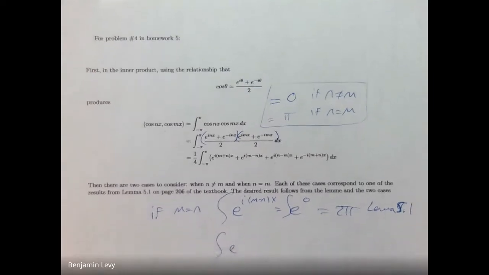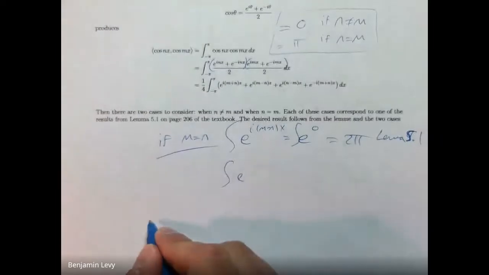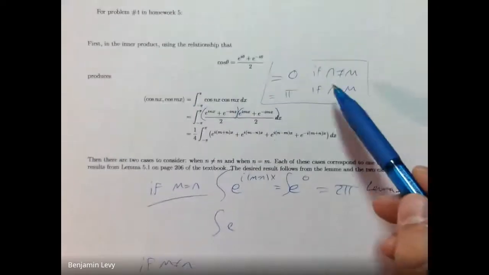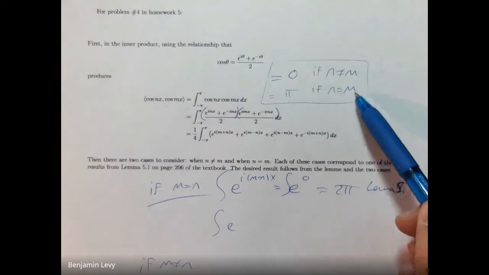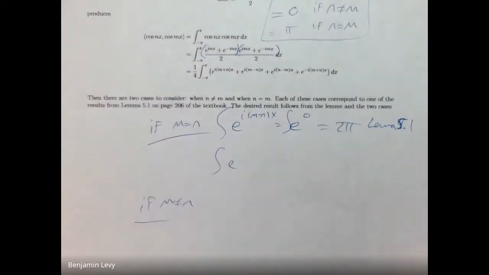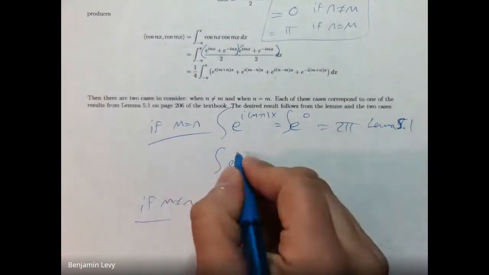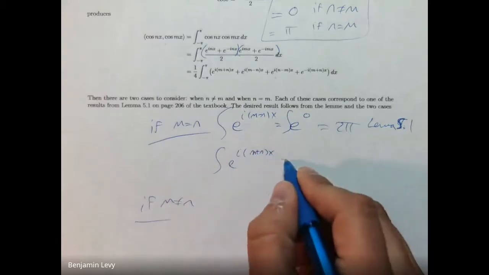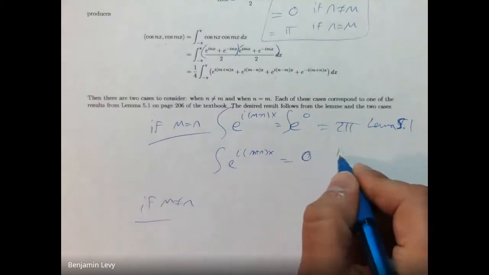you're doing 2 cases. You're saying, suppose m equals n, then this happens. And then you do another case where you say, if m does not equal n, then something else happens. And those are the 2 cases you're trying to show. You assume they are not equal and you show something happens. And then you assume they are equal and you show something happens. There's 2 separate cases to consider. So if m equals n, this one ends up being 2 pi. The other one is going to be, by the theorem, equal to 0 by lemma 5.1.